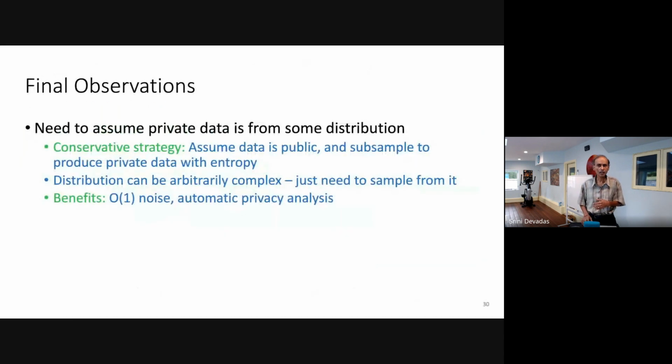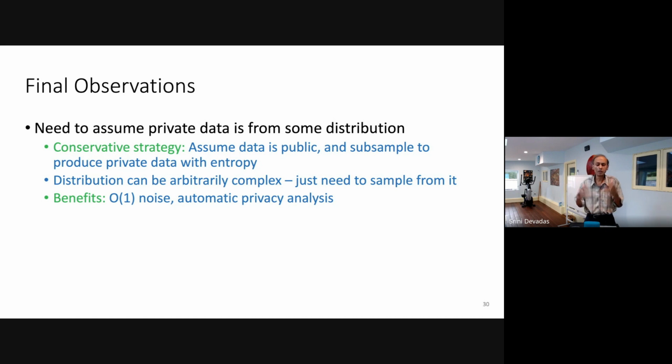All right, so let me close. What I've described to you, hopefully you have some sense of what PAC privacy is from this presentation. But it's basically an automatic analysis strategy, and the way we make it automatic is by doing Monte Carlo simulations.